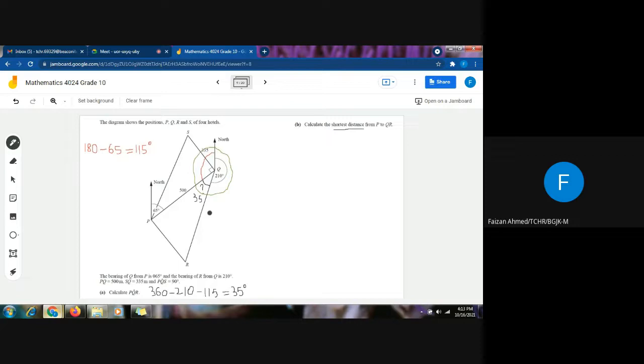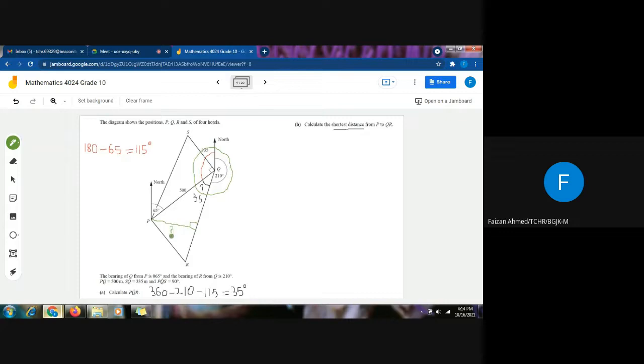So I will be telling you a different method in this question to find out the shortest distance. And since the shortest distance means a perpendicular line, I will just draw a perpendicular line from P to QR, and I will try to make it as straight as possible. So this is the shortest possible distance. This is the straight line, the perpendicular line. And since this is a perpendicular line, this is basically a right angle triangle. And I just need to find out this distance.